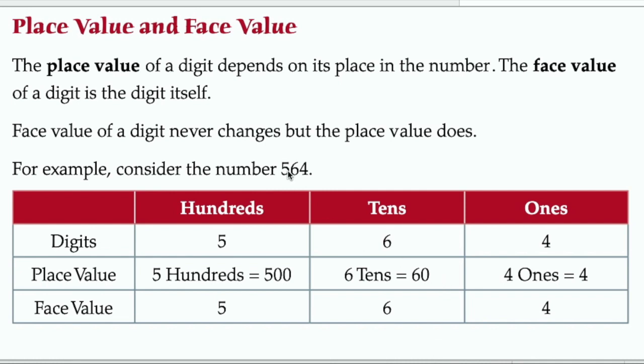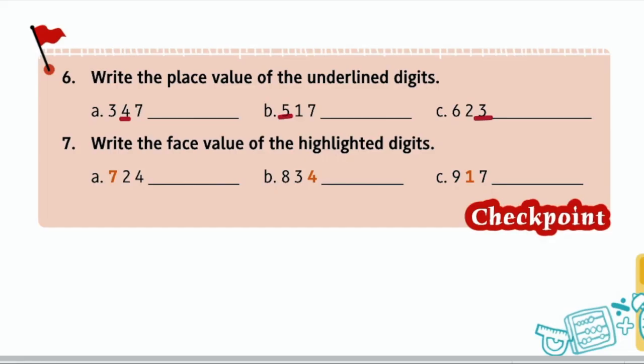Here 5 is a digit which is in hundreds place, and 6 is a digit which is in tens place, and 4 is a digit in the ones place. So here the face value of the digit is the digit itself. So we have to write 5, 6 and 4. Now, write the place value of the underlined digit. Here they have given a 3-digit number and they have underlined a digit in this 3-digit number. So you have to write the place value of the underlined digit.